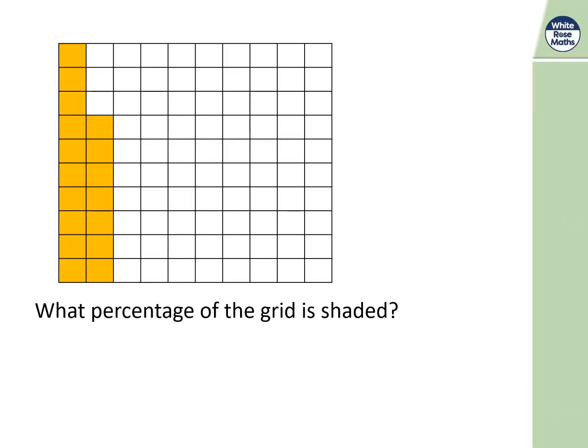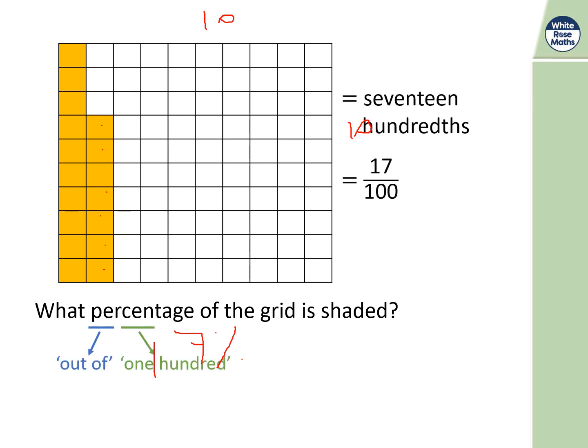Okay, what percentage is shaded? It's a 100 grid square, 10 by 10. So what is shaded? Well, you've got 10 there, so you have one row of 10. Then you've got 11, 12, 13, 14, 15, 16, 17. You have 17%. That's the percentage that is shaded. 17 squares are orange out of a total of 100. So percent means out of 100, 17/100ths, which is 17%.